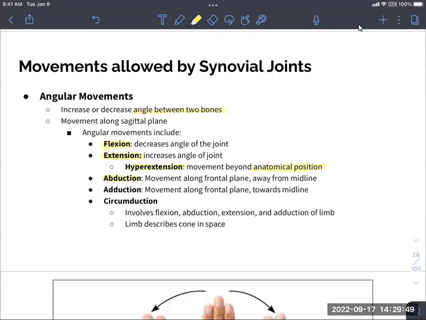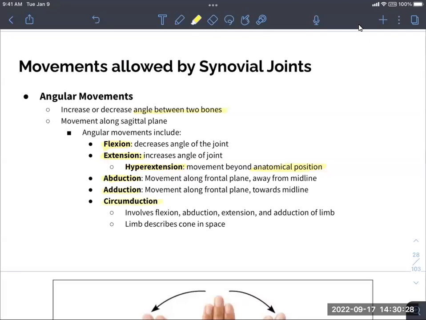Abduction. So if you're standing with your arms at your sides and you take them straight out, following that frontal or coronal plane, but taking them away from the body, that is abduction. Adduction brings it back down closer to your body, still moving along that frontal or coronal plane. That is adduction.